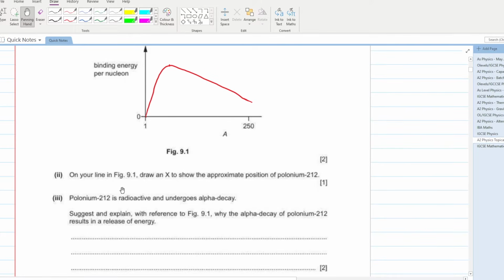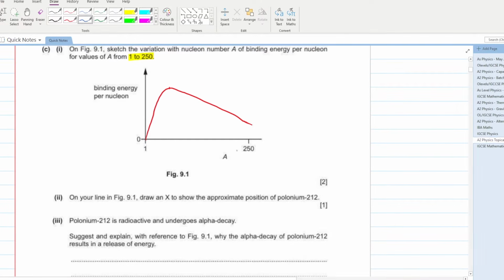Okay, so let's further move ahead. On your graph in figure 9.1, draw an X to show the appropriate position of polonium 212. So polonium 212 has how many nucleons? 212. So its position will be somewhere here. Let's mark an X here.